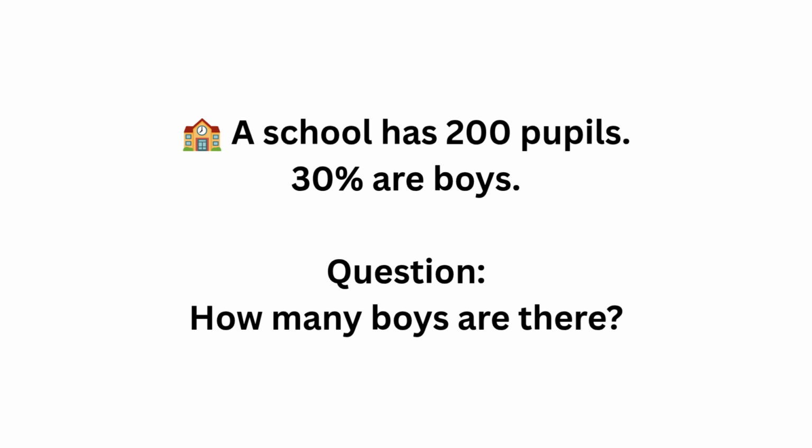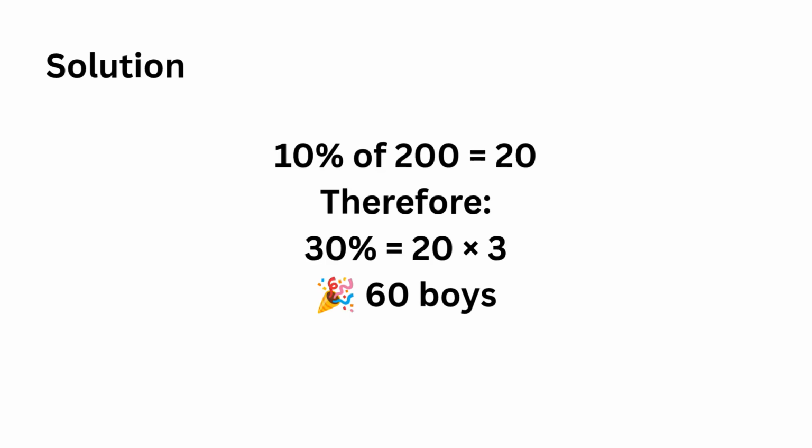Let's start with a simple school example. A school has 200 pupils. 30% are boys. Now the question is, how many boys are there? So we need to find 30% of 200, right? First, let's find 10% of 200. The 10% of 200 is 20. That's divided by 10, 20.